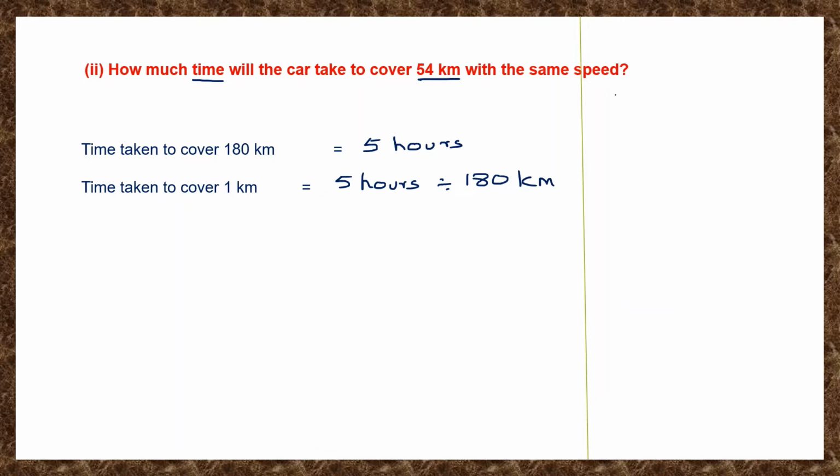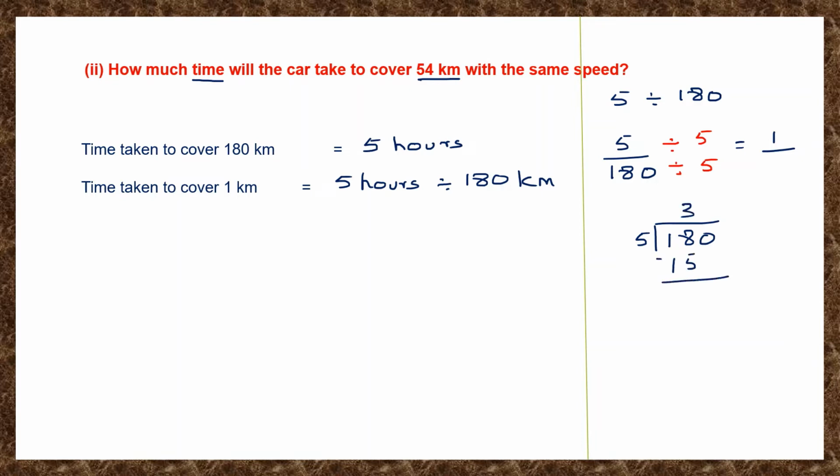So let's do that division. 5 hours divided by 180 kilometers. I can write this as a fraction and reduce this to the lowest term. I'm doing this to make my work easier. Here I can divide both by 5. 5 ones are 5. Now we have to divide 180 by 5. Let's do that division here by 5. I have 18, 5 threes are 15, minus, 3, 0, 30, 5 sixes are 30. So here I have 1 by 36.